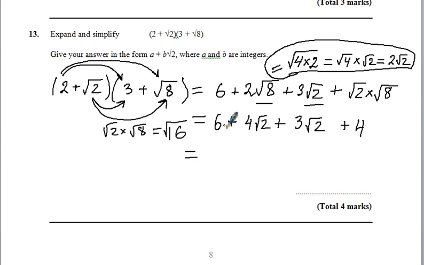Now let's collect like terms. 6 plus 4 is 10. 4 square roots of 2 and 3 square roots of 2 altogether make 7 square root of 2. So we've got our answer.